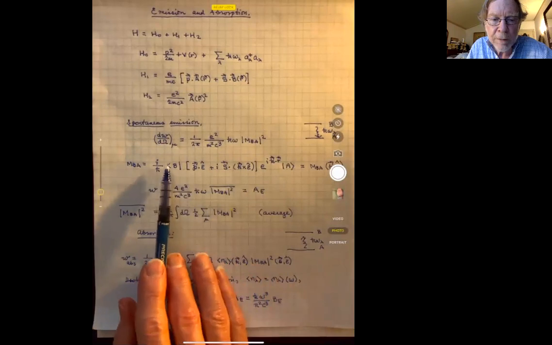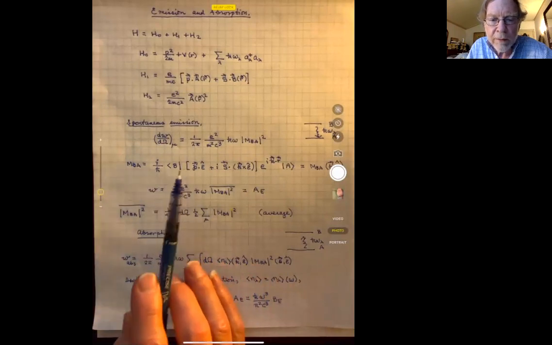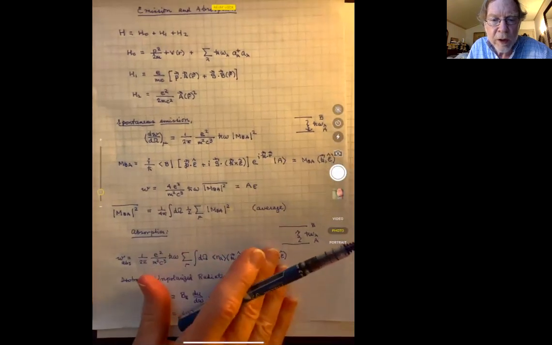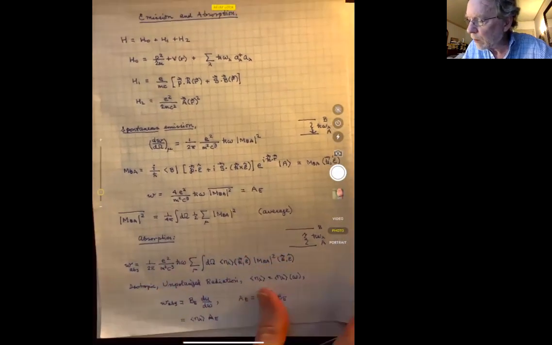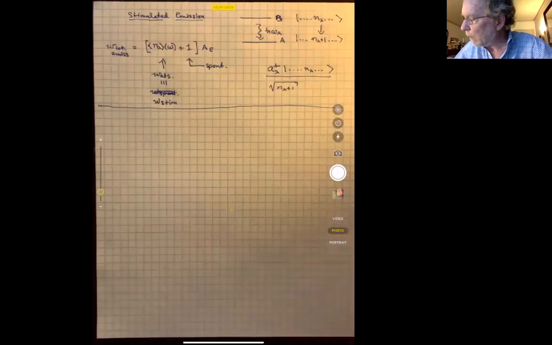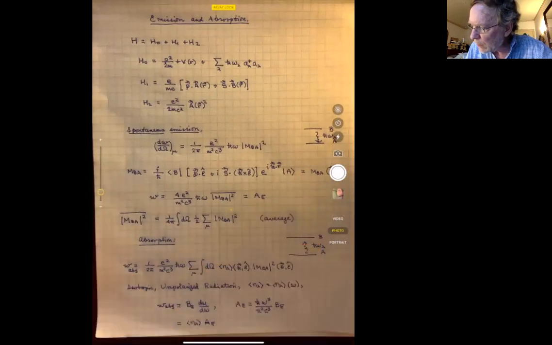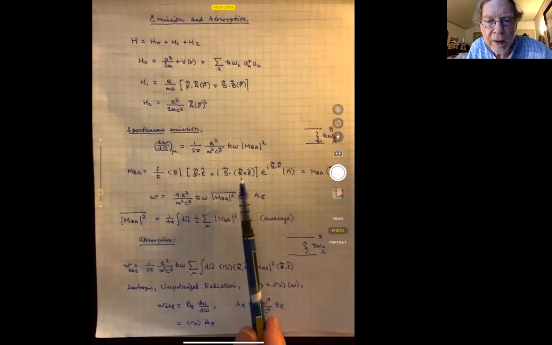By the way, the i over h bar here has no significance, really. It's just a conventional factor. It just makes a definition we can use. But anyway, let's look at that. Now then, let's look at the M_BA. The first thing, let me bring it back again. The first thing to point out is that the different quantities that we see in here have different orders of magnitude.